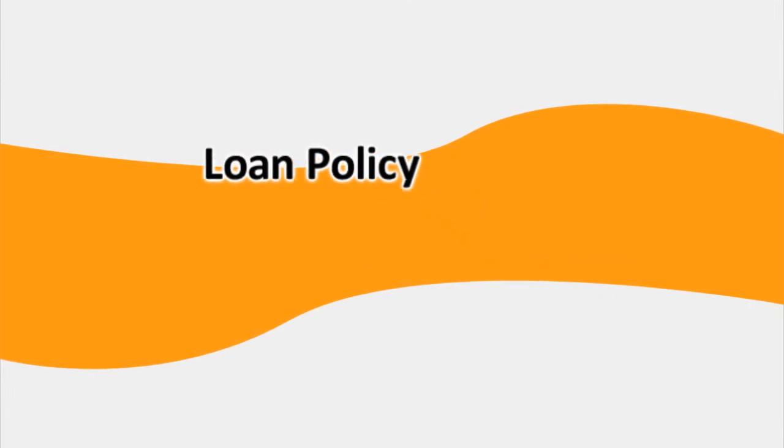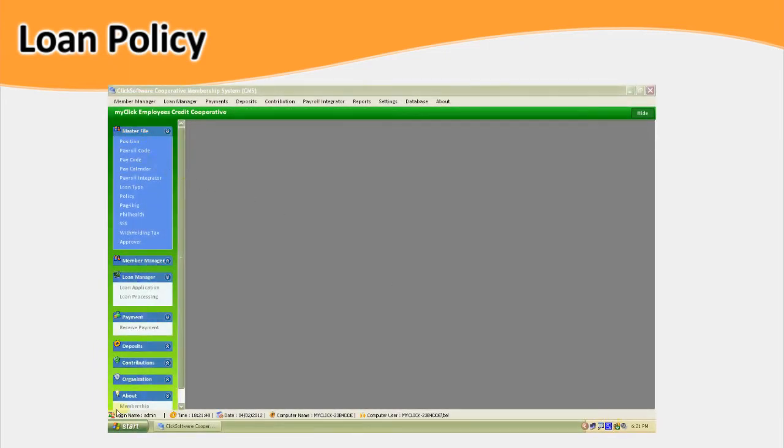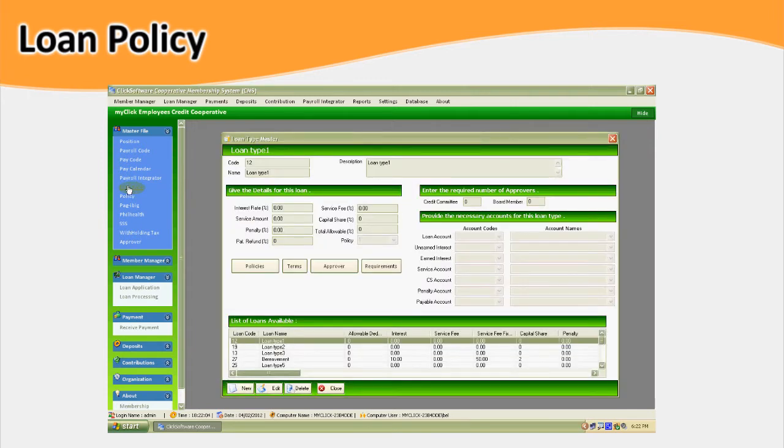Loan Policy. To set up loan policy, a functionality of SIMS under Master File menu. From the sidebar menu, click Master File. This will display modules for loan setup. Click Loan Type Master under Master File menu. This will display list of loans available.